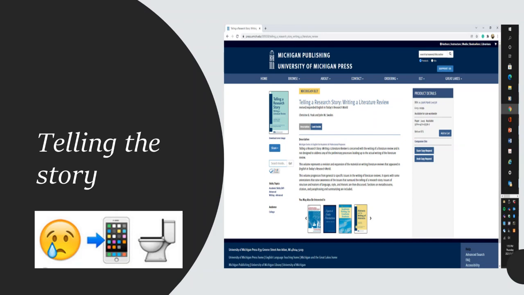Don't ask me why I've got the little sad face and the phone and the toilet. I can't remember what I had associated with that at some stage. I must maybe remove it. I can't remember what the idea was. Sorry for that.